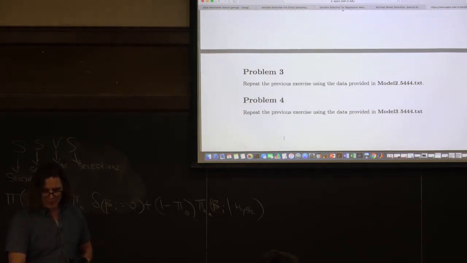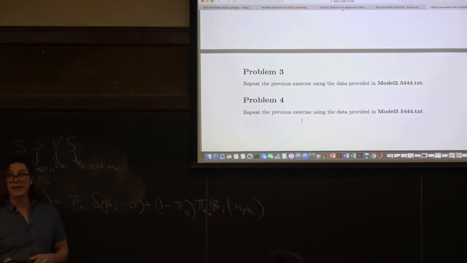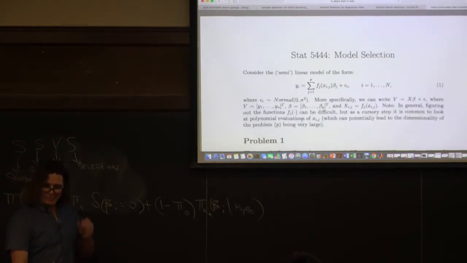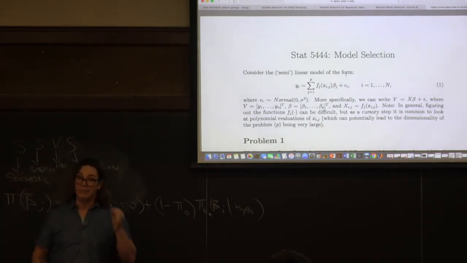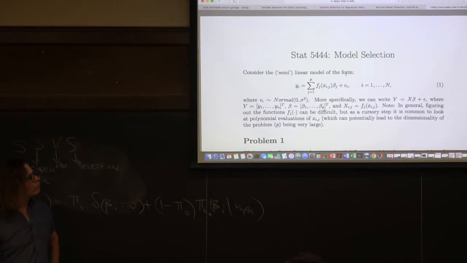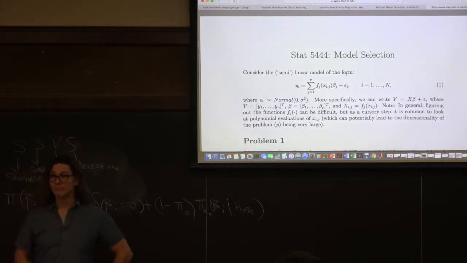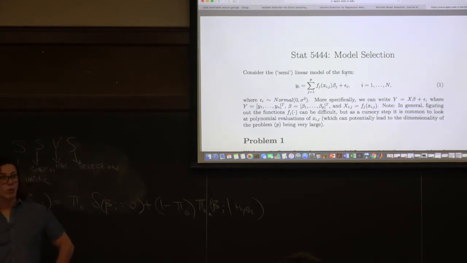Okay. Problem 3 and 4, similar. I want you to do it on more advanced data sets. So I did something to this model, and I made it more and more complicated at each step. So you might want to check for multi-collinearity. You might want to check for polynomial terms, things like that. And so, yeah, I did throw collinear stuff in there.